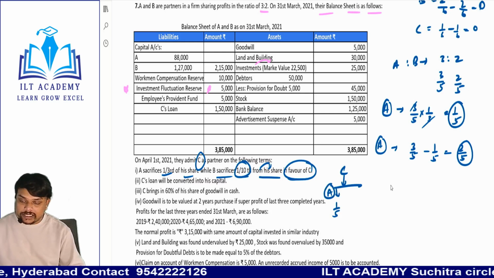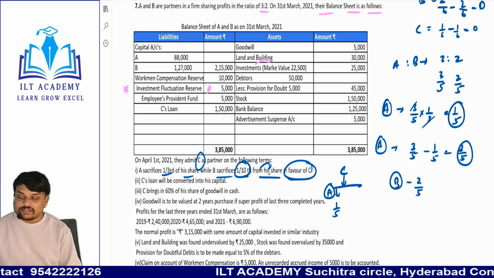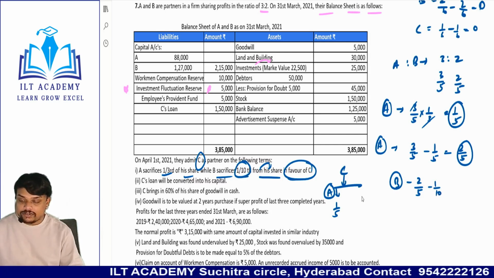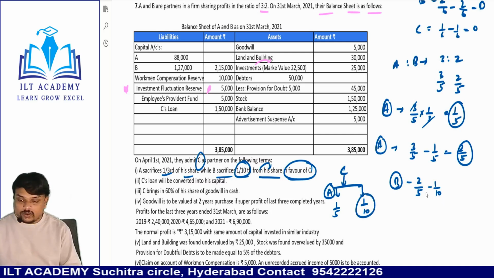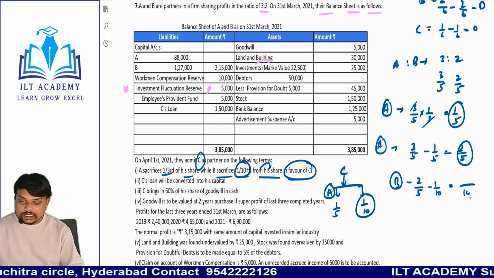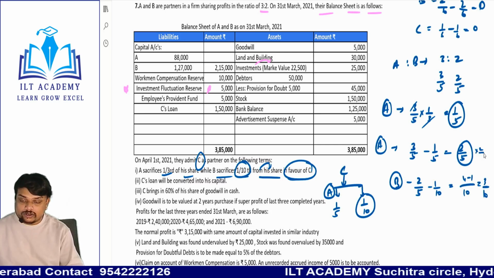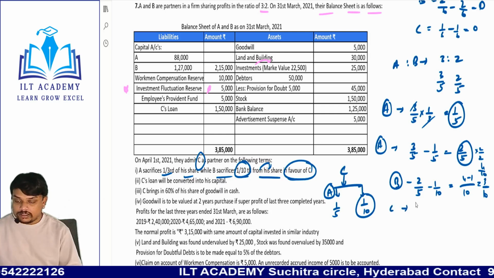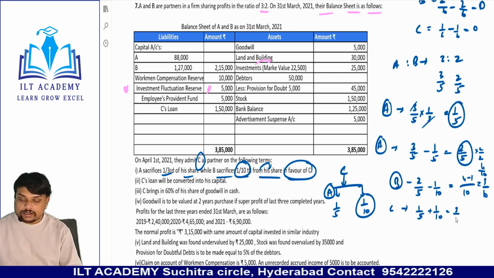Now let us understand B's part. B's old ratio was 2/5 and B has directly sacrificed 1/10 from his share. So directly 1/10 was his sacrifice. Now 2/5 minus 1/10 will be how much? You can take LCM as 10. 4 minus 1, which is 3/10. So convert this also into tenths, 2/5 is 4/10. C's share is how much? 1/5 plus 1/10, which is 3/10.